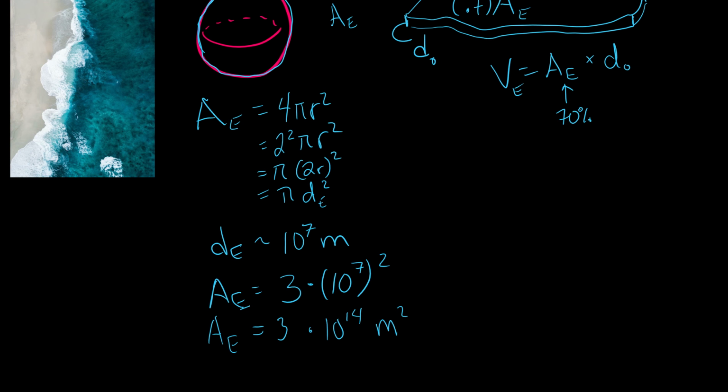Okay, cool. Well, here in my volume calculation up here, I said I just wanted 70% of the area of the Earth. Okay, so we have, so far, in our equation to find the volume, 0.7 times 3 times 10 to the 14th.